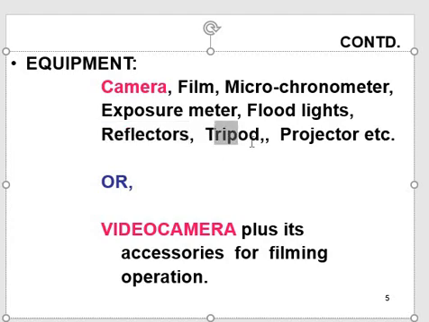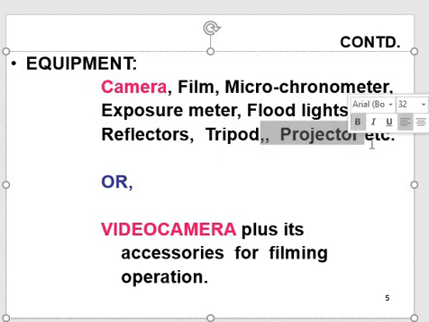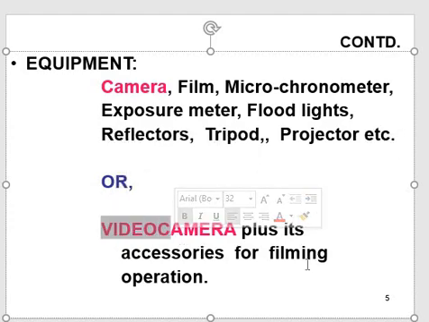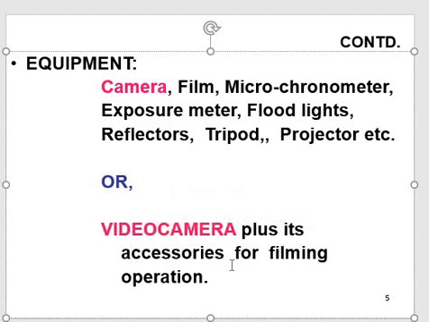Next, we have the tripod for holding the camera and the projector, and all other equipment. Okay, so the video camera plus its accessories for the filming operation. Nowadays, you can use your smartphone because it is very high-tech when it comes to capturing images.